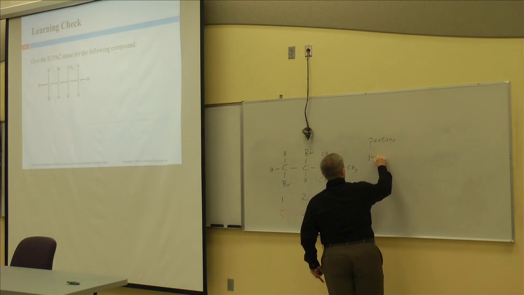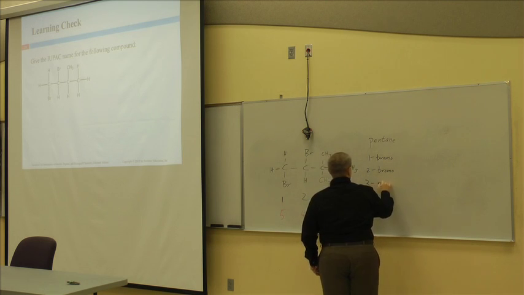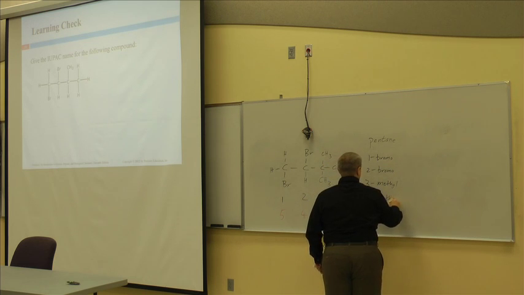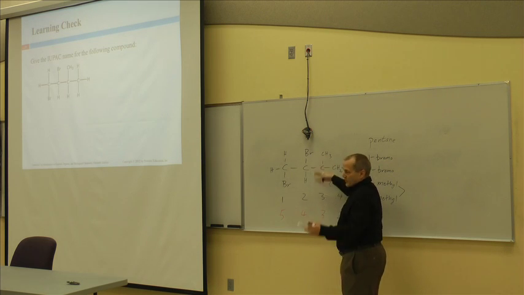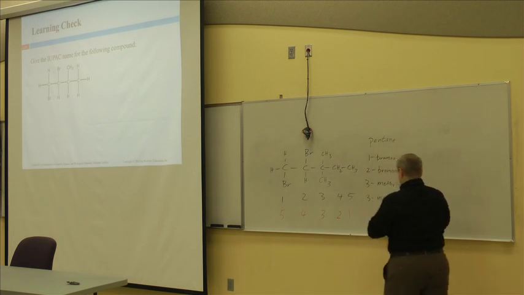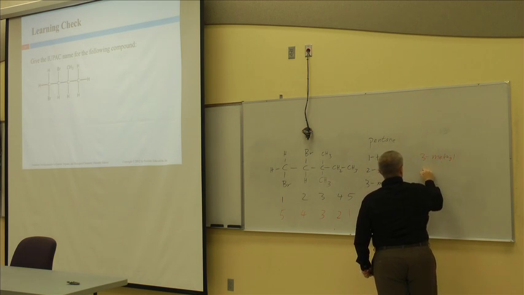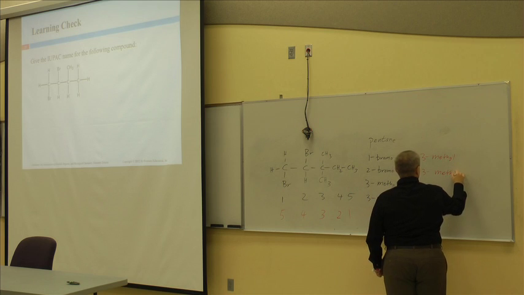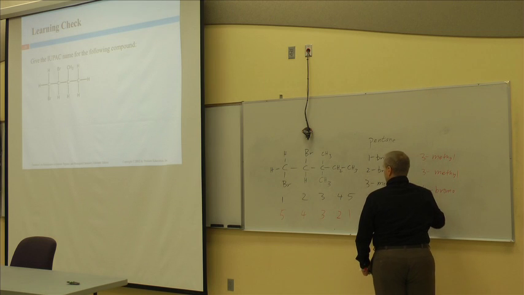It will be 1 dash bromo, 2 dash bromo, and this would be 3 dash methyl, 3 dash methyl. I wrote it twice because there's 2 of them on the same carbon. That's all it means, just 2 of them on the same carbon. Now, the red marker, it would be 3 methyl, 3 dash methyl, 4 bromo, and 5 bromo.